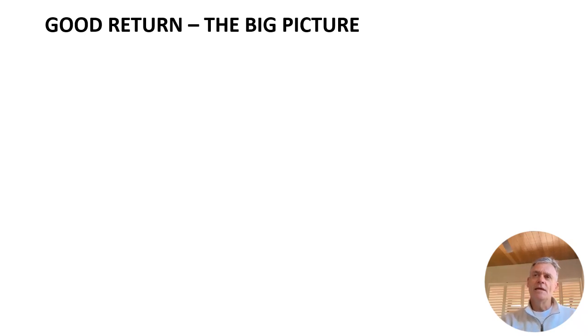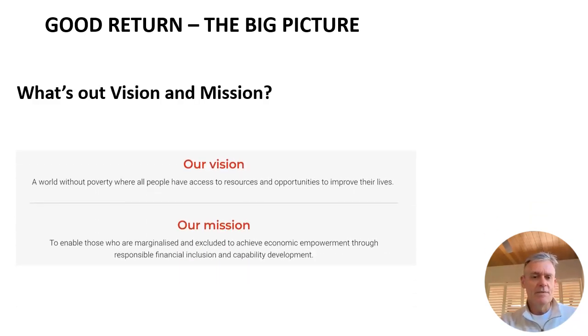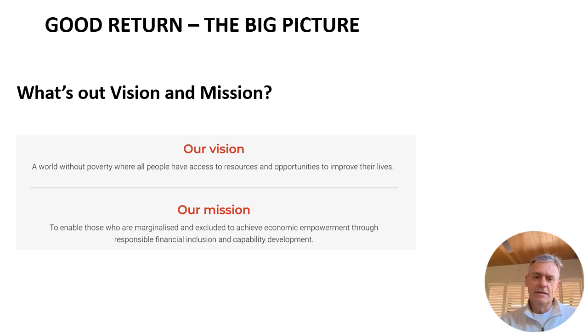So if we do go back to the bigger picture of Good Return and think about how we all impact the mission and the vision of the organisation, you think about that vision of a world without poverty and our mission about empowering people who are excluded from the financial system and basically helping them be more financially independent is what we're all about. So there's that implied role that finance plays in everything we do.